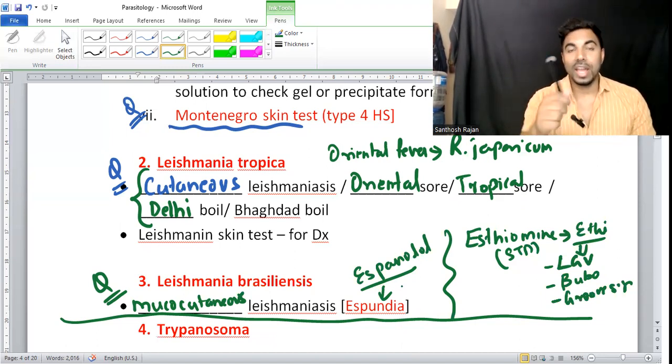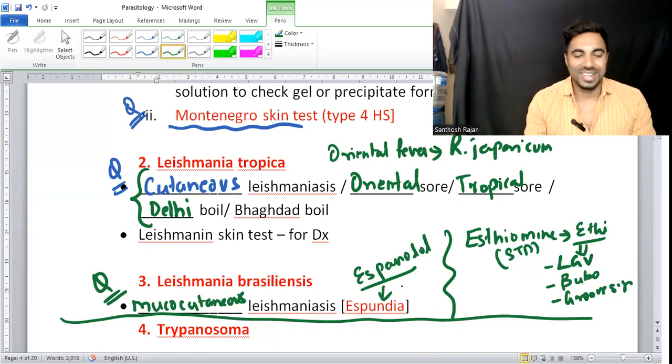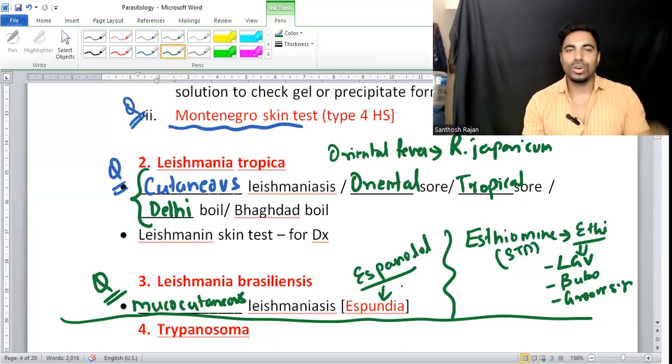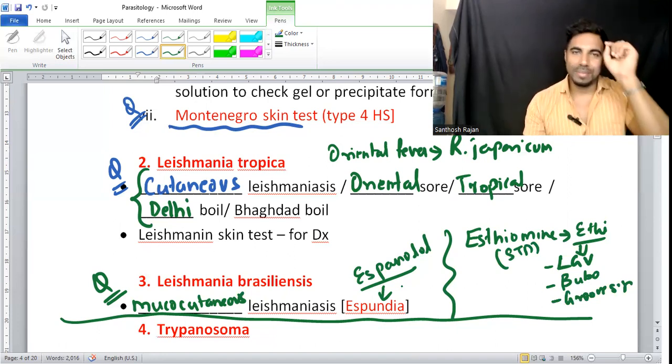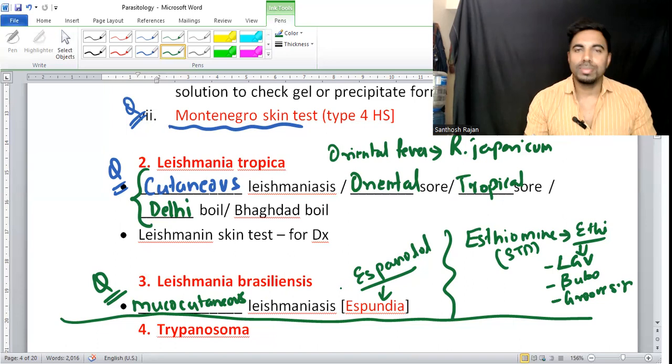Pink eye, you call it Brazilian purpuric fever or pink eye. That is the Haemophilus part. Koch-Weeks bacillus, that's Haemophilus aegyptius, which causes Brazilian purpuric fever and pink eye. Here, Espundia is Leishmania brasiliensis, mucocutaneous leishmaniasis.